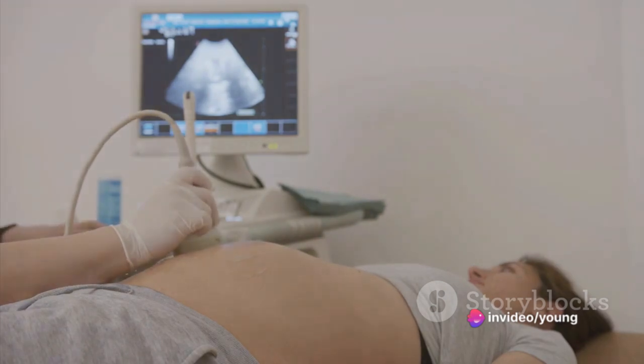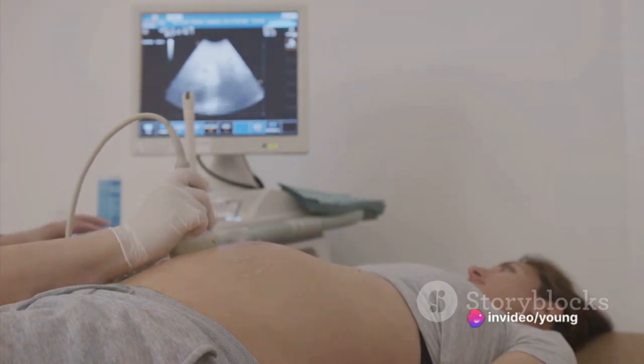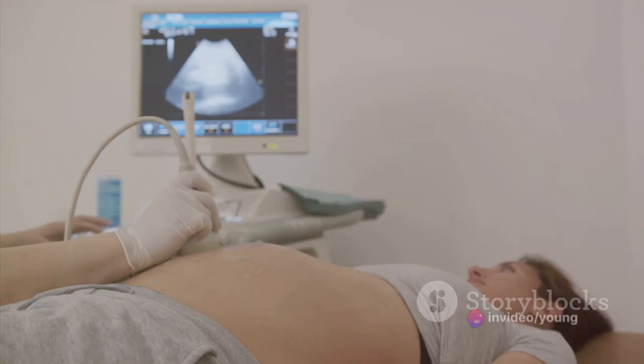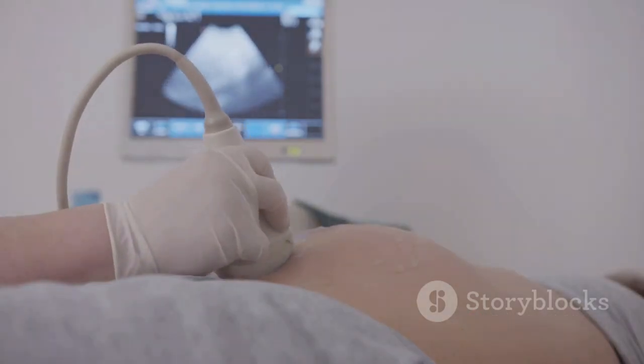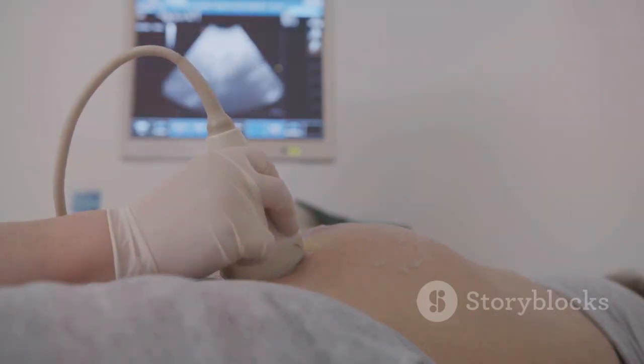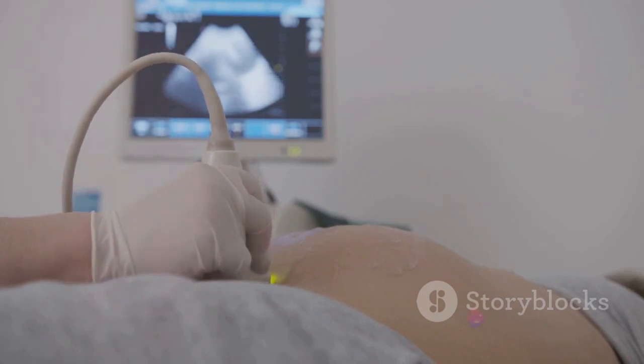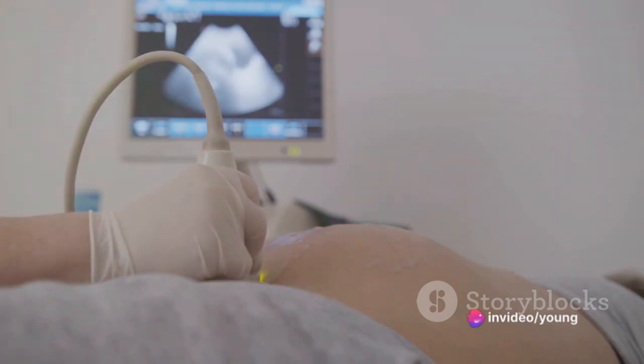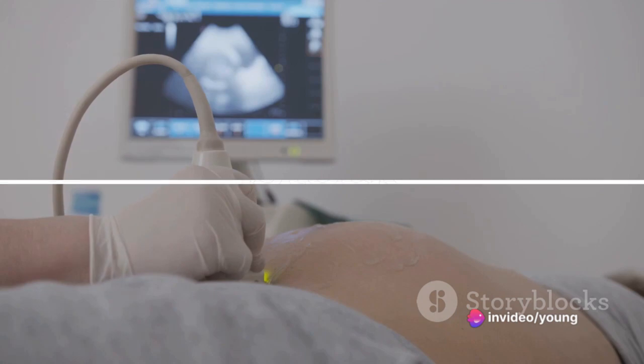For a molar pregnancy, treatment typically involves removing the abnormal tissue from the uterus through a procedure called dilation and curettage. Close monitoring is necessary after the procedure to ensure that the molar tissue does not regrow. In some cases, chemotherapy may be necessary.